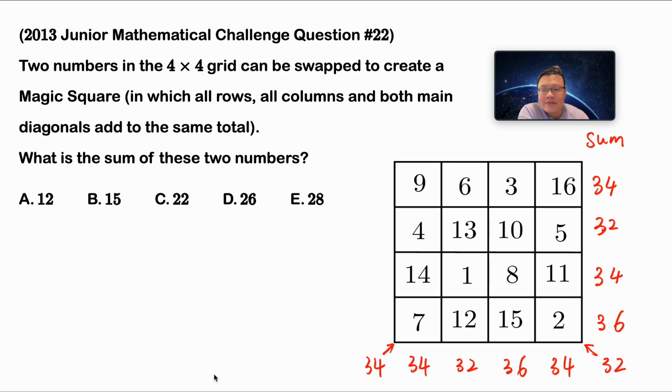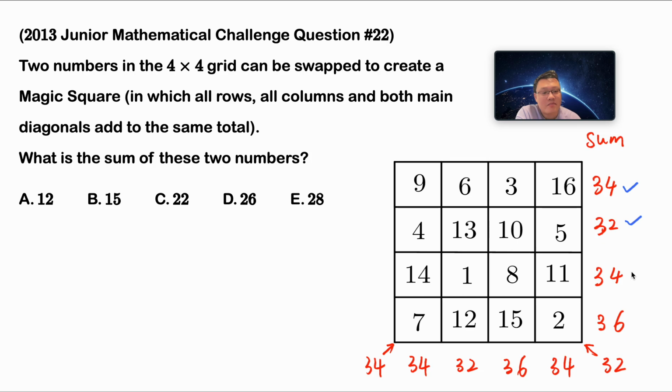So guys, if you want to do the magic square, you have to add up the sum of each row, column, and diagonal first. And I have just done that. As for the sum of each row, I got 34, 32, 34, 36. As for the sum of each column, I got 34, 32, 36, 34. And as for these two diagonals, one of them is 34, another is 32.